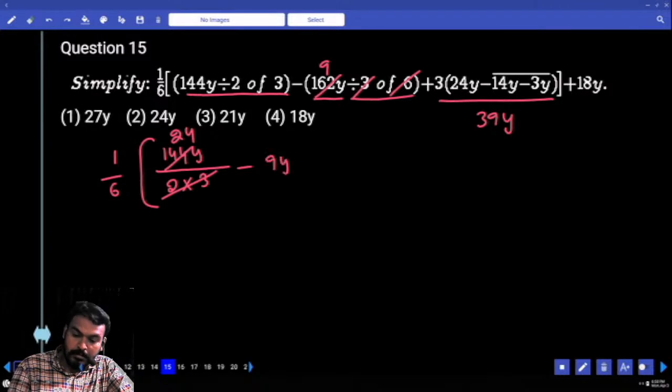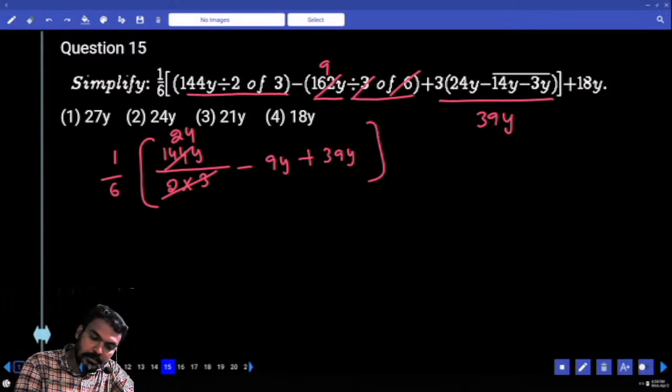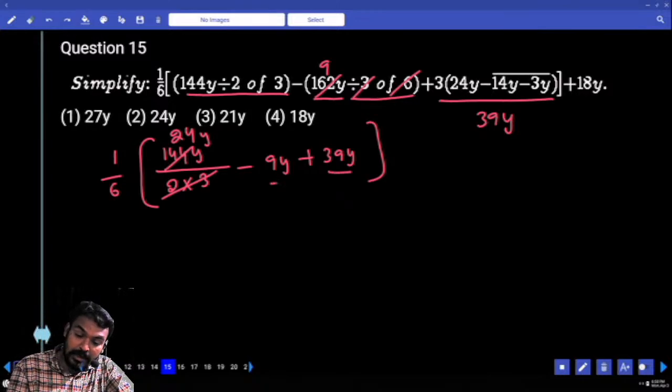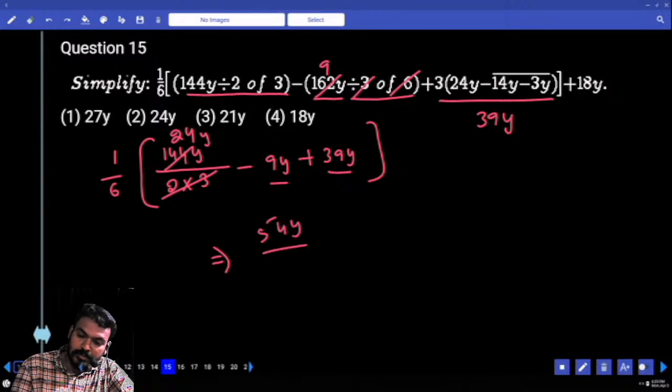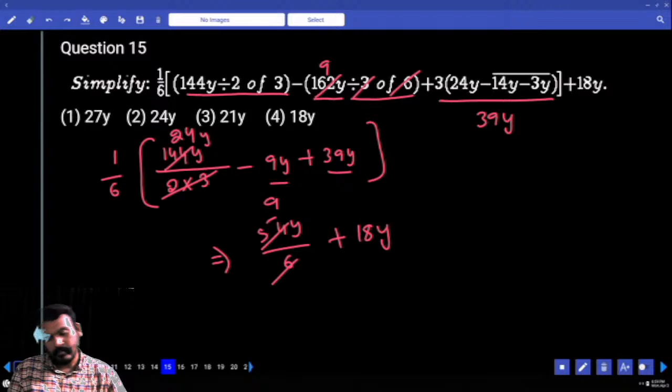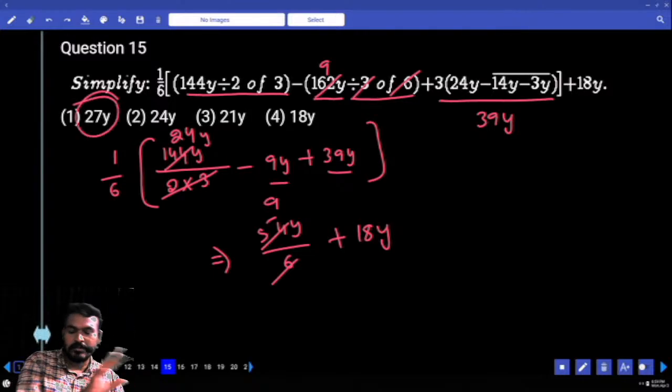Yes or no? Plus how much value? 39y. It is 24y minus 9y plus 39y. 39 and 9 difference 30, plus 24, 54. 54y by how much value? 6, plus again 18y. 6 how many times? 9. 9 plus 18, 27.